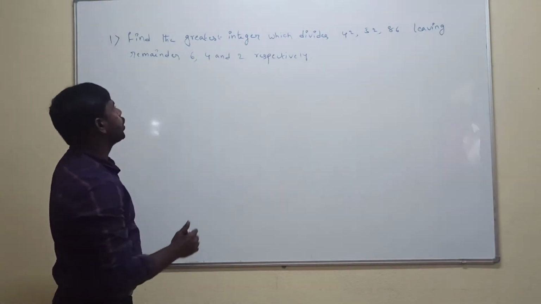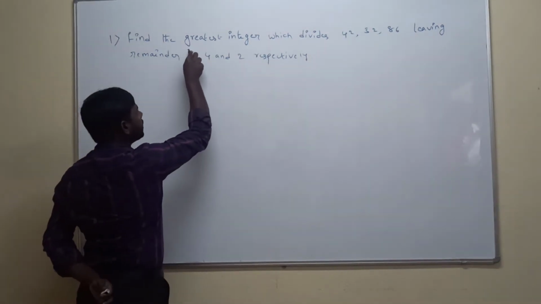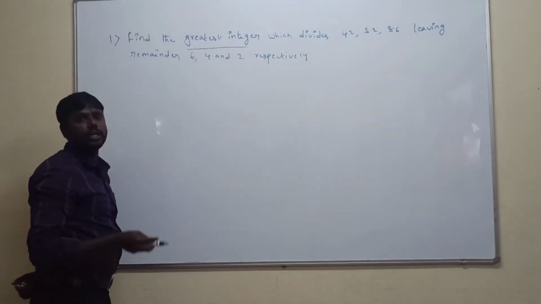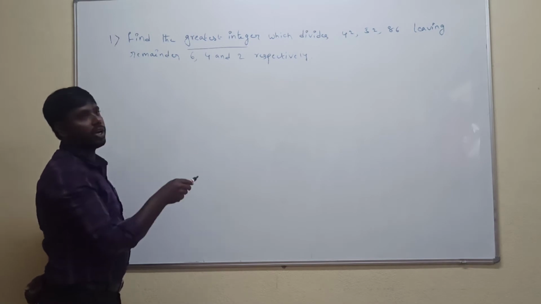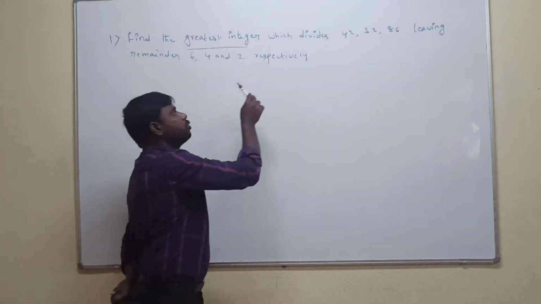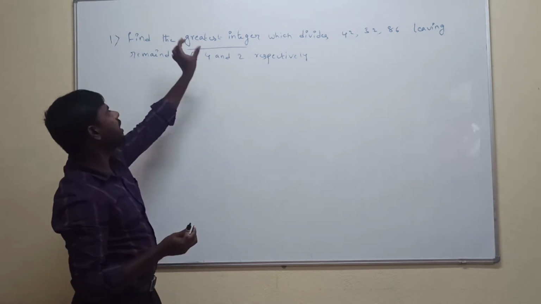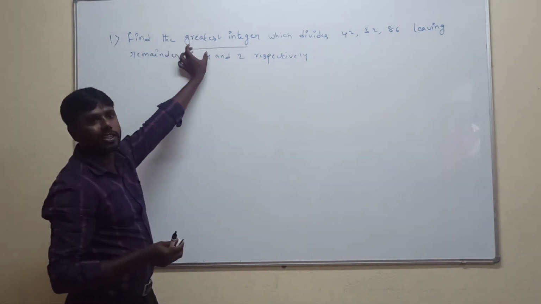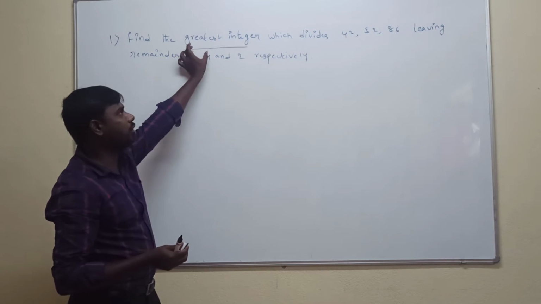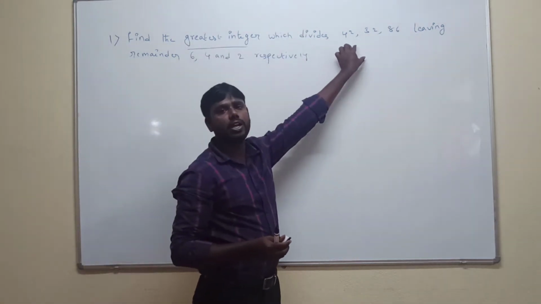So we need to calculate the greatest integer. What is the greatest integer? That integer is divisible by the given numbers. Everyone understood? Find the greatest integer. The value you get is definitely divisible by the given numbers.